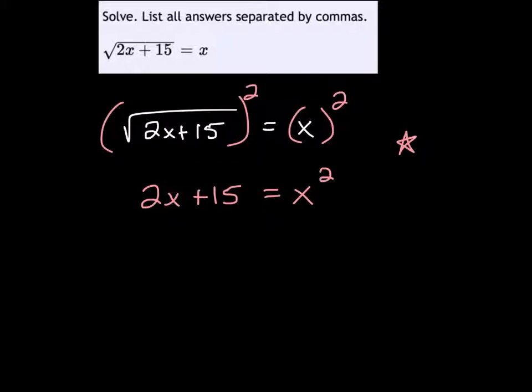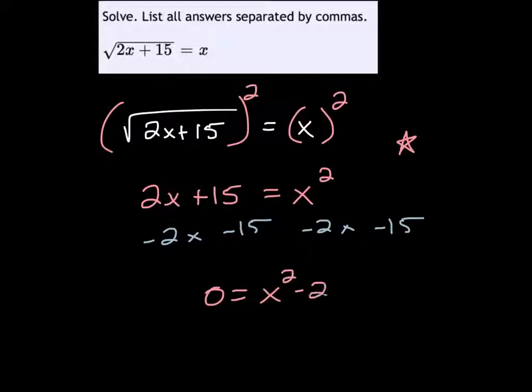So I'm going to subtract the 2x and the 15 from both sides, to end up with 0 equals x squared minus 2x minus 15. I'm doing this because my goal was to get one side of this equation equal to 0. Now I'm going to factor the right-hand side of this equation and find my two solutions.